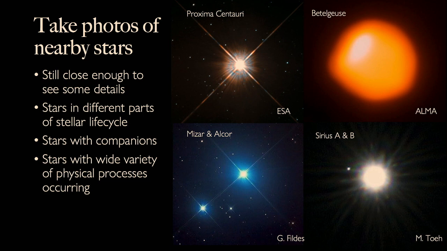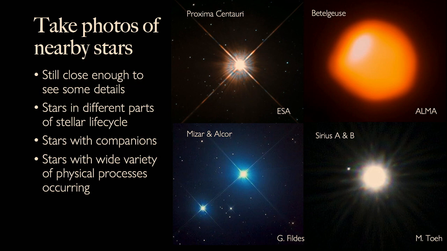We also can see stars that have companions. So here are Mizar and Alcor. These are stars in the handle of the Big Dipper, right where the kink occurs. With a good pair of binoculars, you can see they're actually binary stars that are orbiting each other. These are stars that were born together and continue to be gravitationally bound, orbiting each other over time.